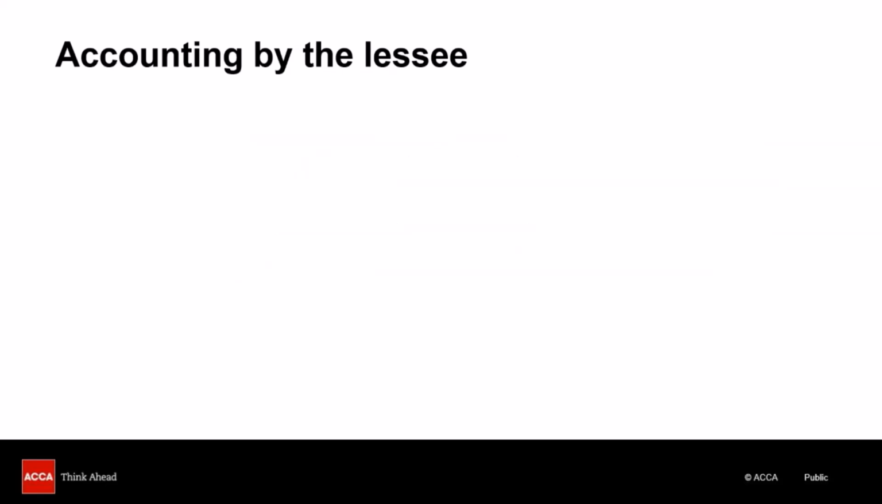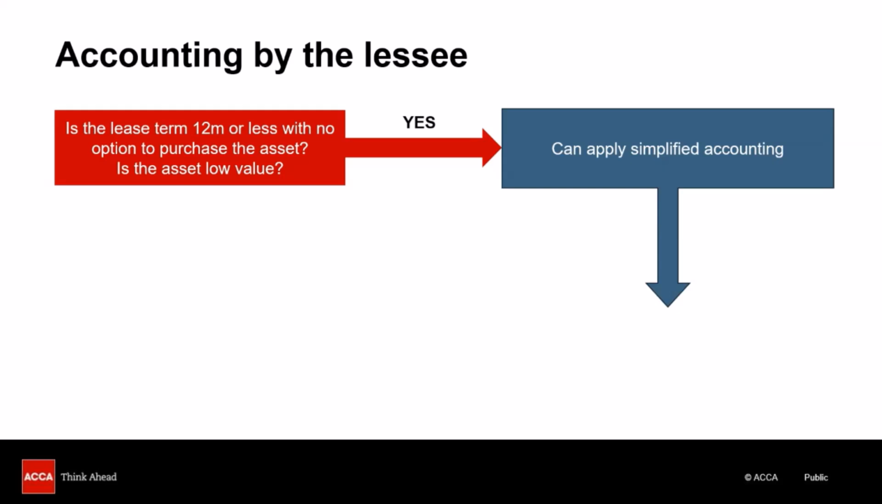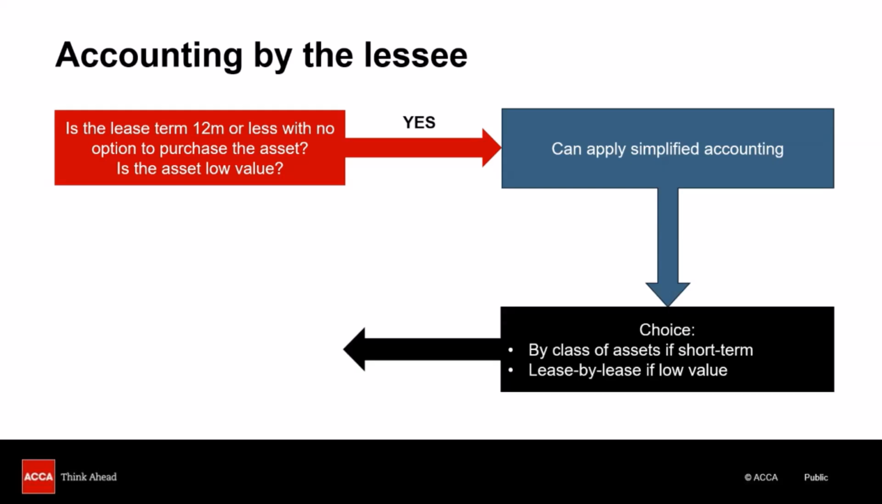Now in the accounting by the lessee, we'll start off with the simplified model. In case of the simplified model, we need to see two conditions. Number one is: is the lease term 12 months or less with no option to purchase the asset at the end of life? And second is: is the asset low value? Now the standard does not exactly specify what it means by low value, so it is going to vary from company to company with respect to materiality. But these two conditions are evaluated. If these conditions are met, then we can apply the simplified model of accounting on the lease.